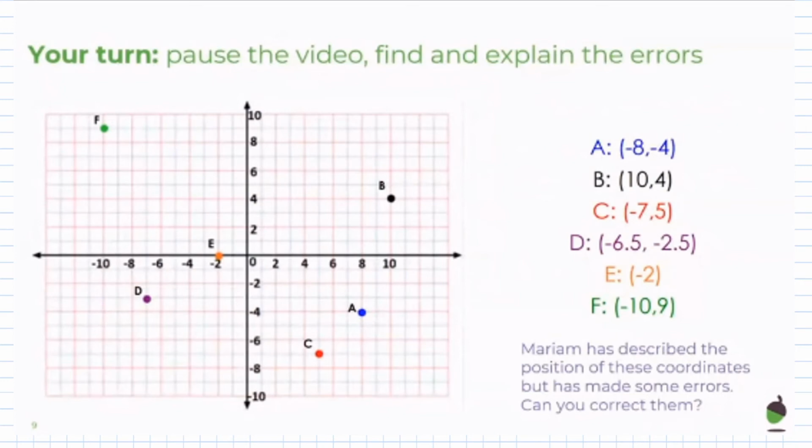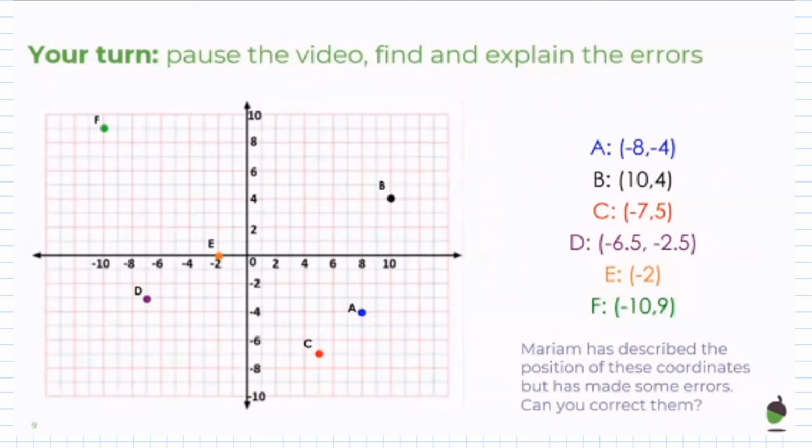So your first task is to pause the video and to find and explain the errors. Mariam has described the position of these coordinates but has made some errors. Can you correct them? So for instance, Mariam has put point A, the coordinate, as (-8, -4).